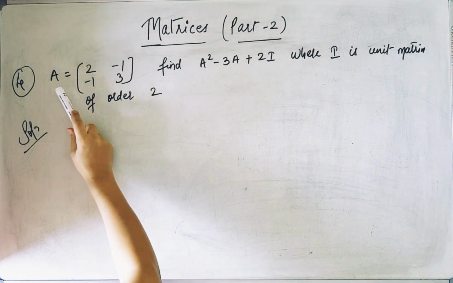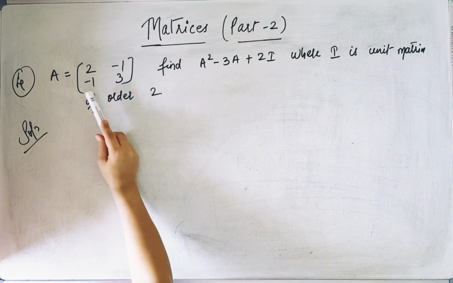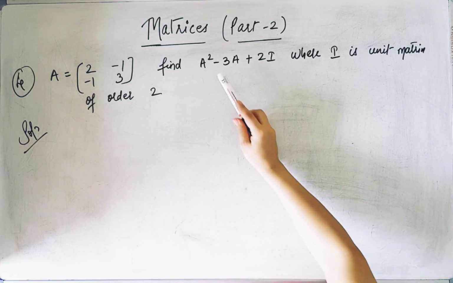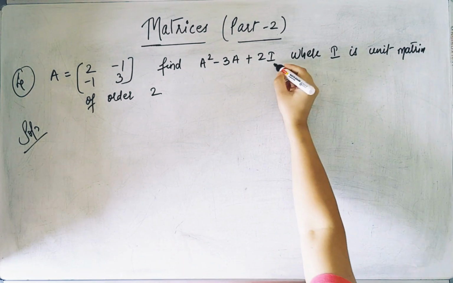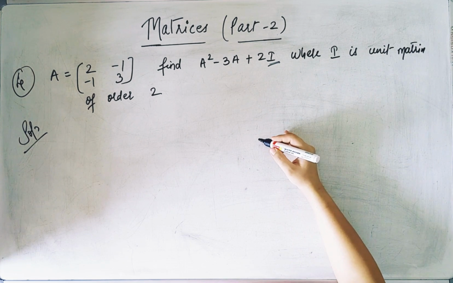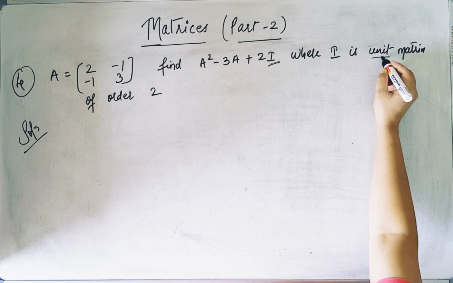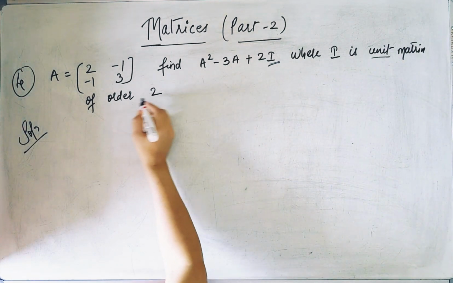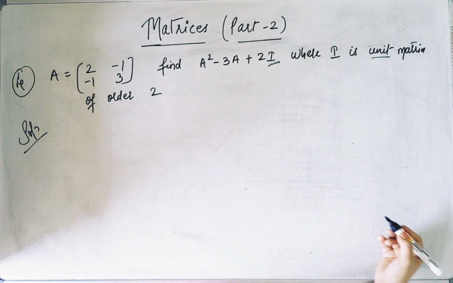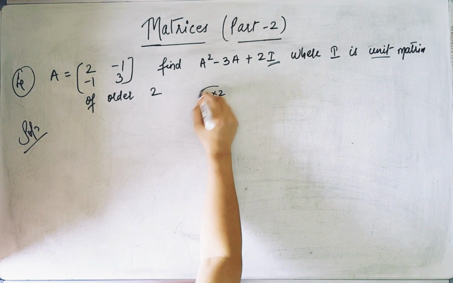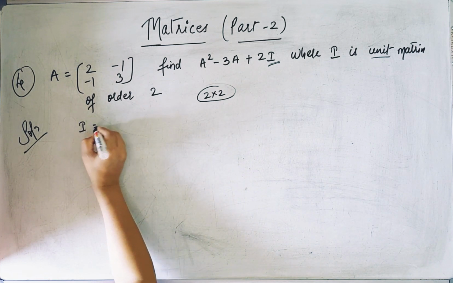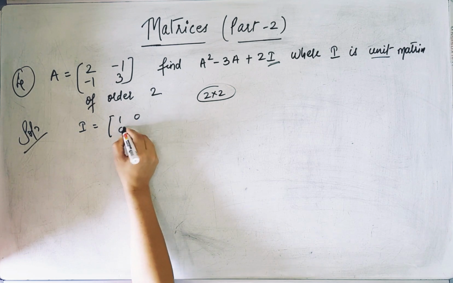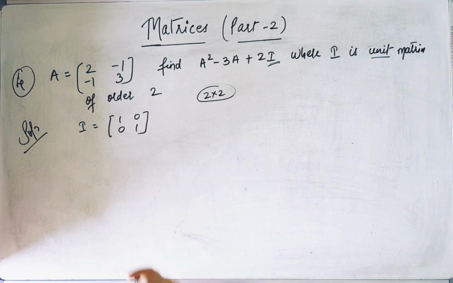Question is, a matrix A is given to us, 2 minus 1 minus 1 3. We have to find A square minus 3A plus 2I. I is what? This is the identity matrix, where I is the unit matrix, or we can say the identity matrix of order 2. Of order 2 means it is 2 into 2. Rows and columns are the same. So this identity matrix will be 1 0 0 1. We have seen in types of matrix what an identity matrix is.